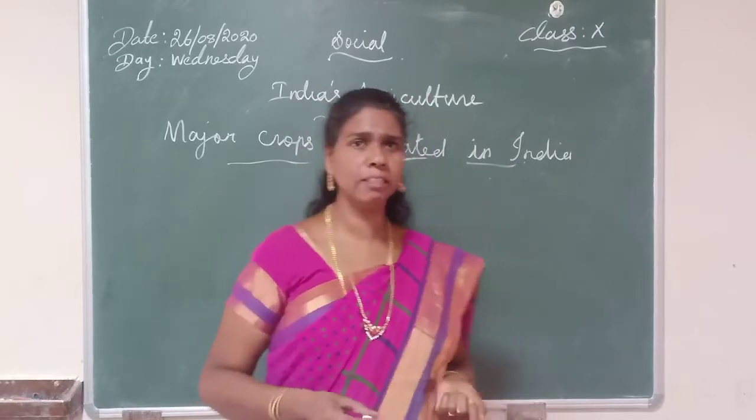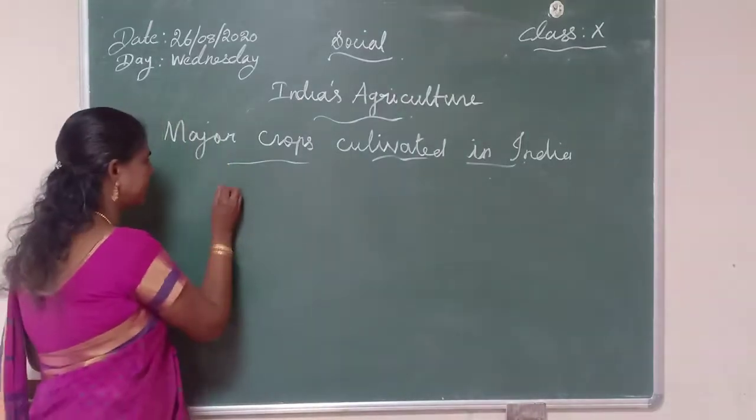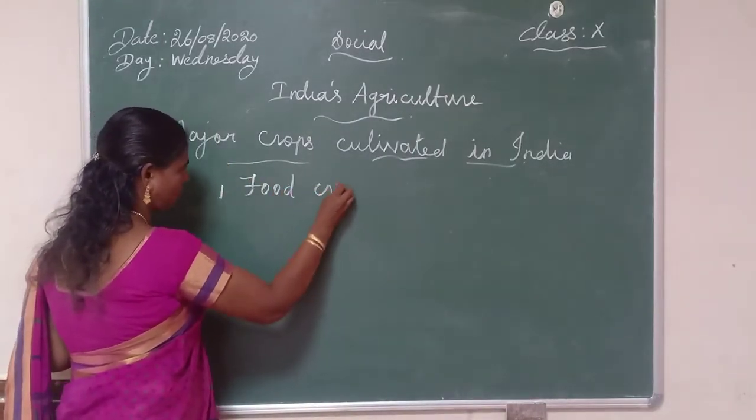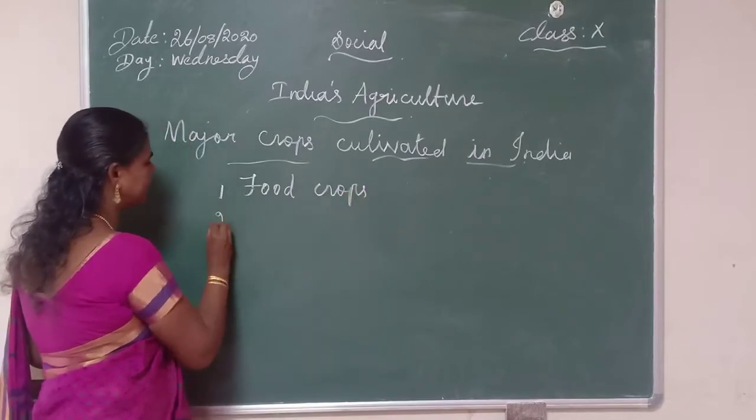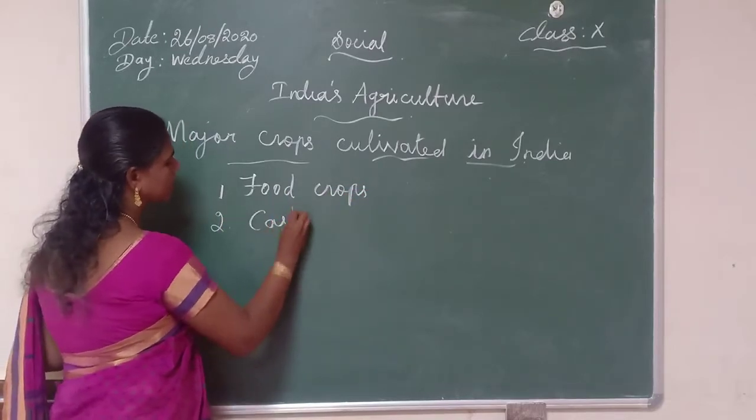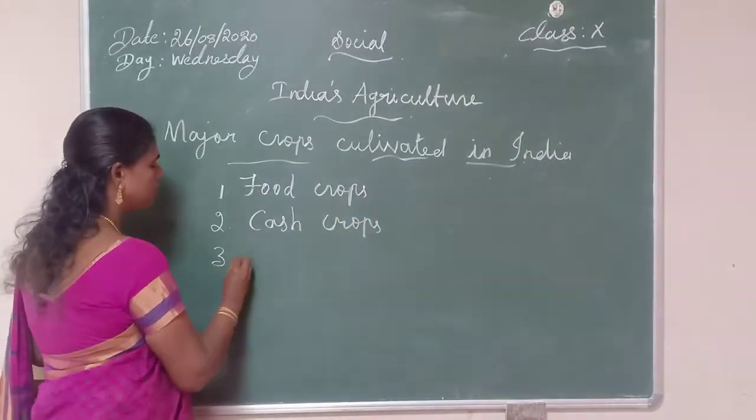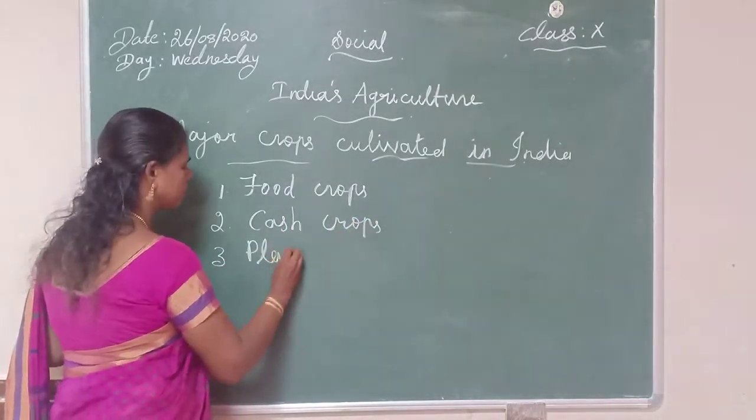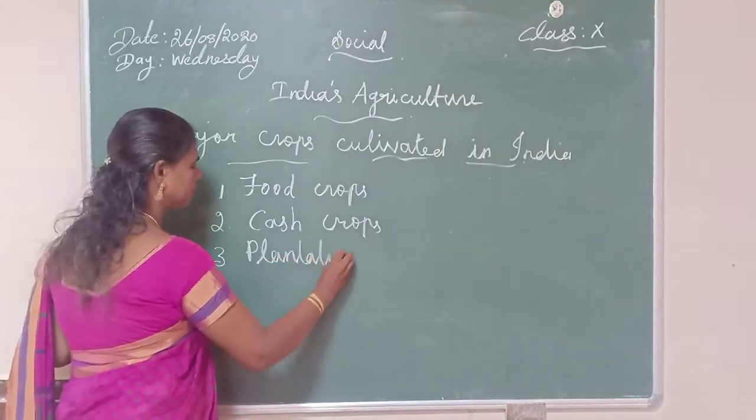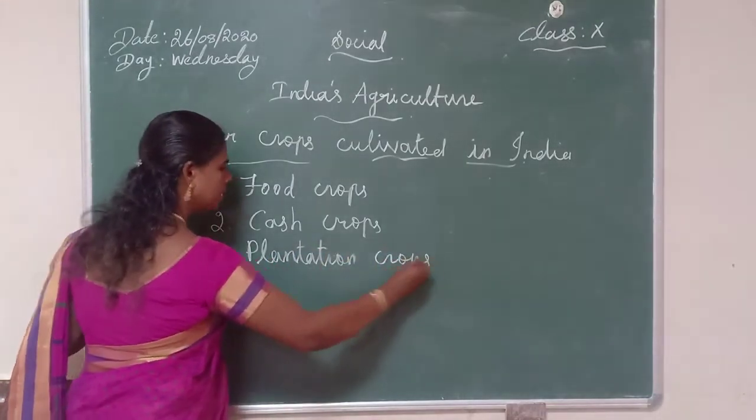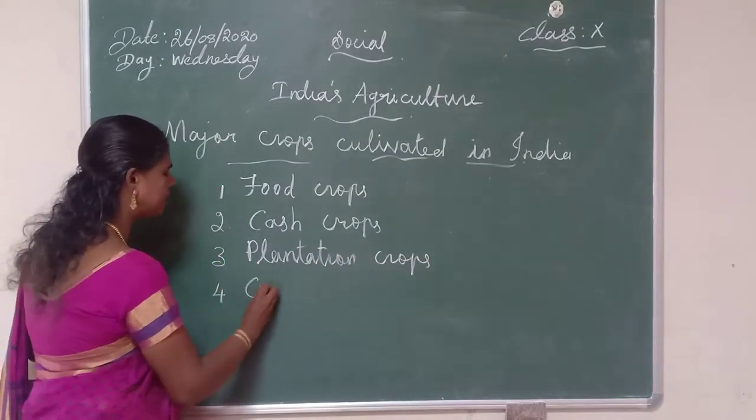The first one is food crops. Then the second one is cash crops. Third one is plantation crops. And the last one is horticulture crops.